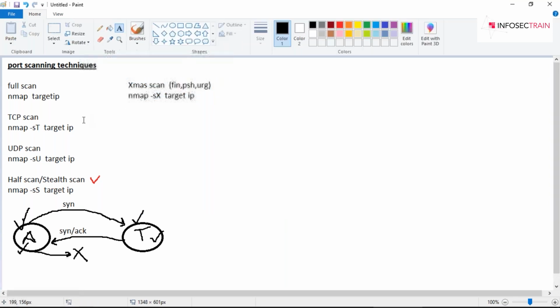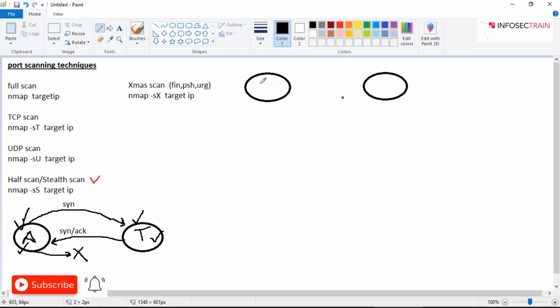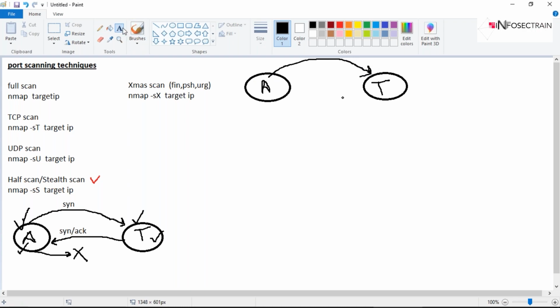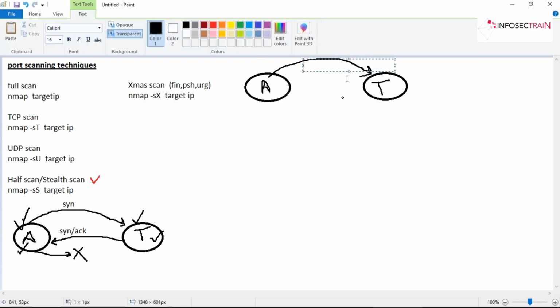Now, in Xmas scan, this is you as an attacker, and this is the target machine. Now in Xmas scan, guys, you'll be sending the FIN, PUSH and URG packets all together. Now always remember your three-way handshake always starts with a SYN packet, all right? But over here you are sending a FIN, PUSH, URG packet.